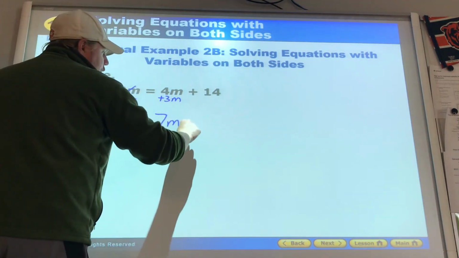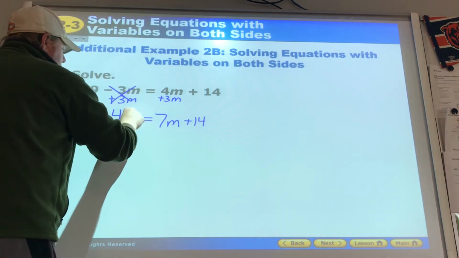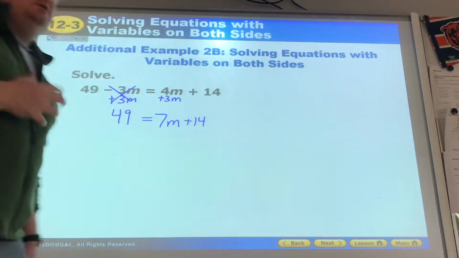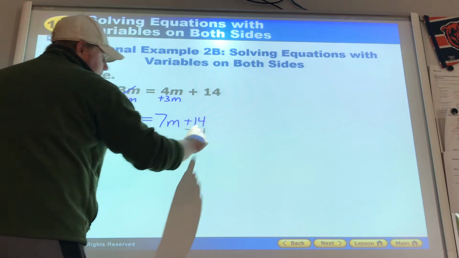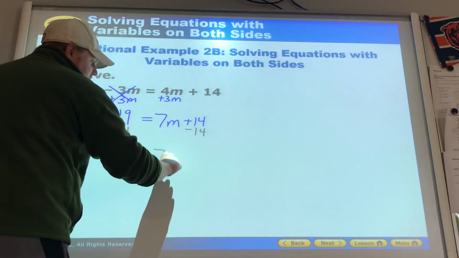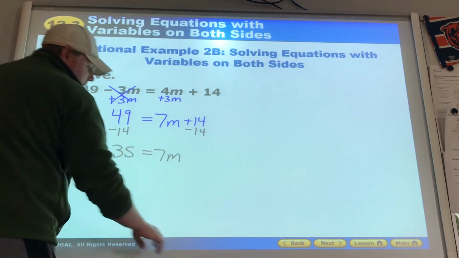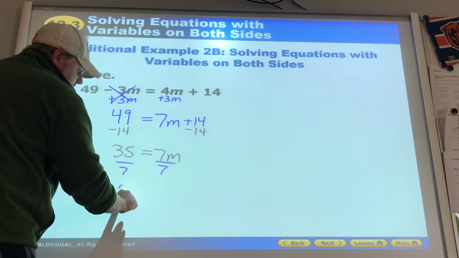7m plus 14 equals 49. I still don't have every like term combined. I want to subtract 14. I want to subtract 14. 7m equals 35. Divide by 7, divide by 7.